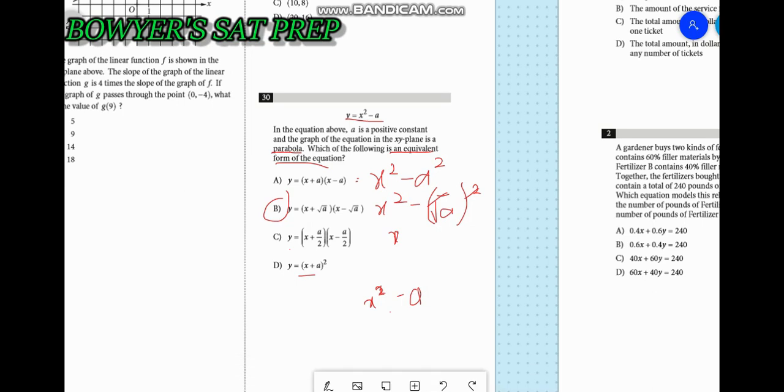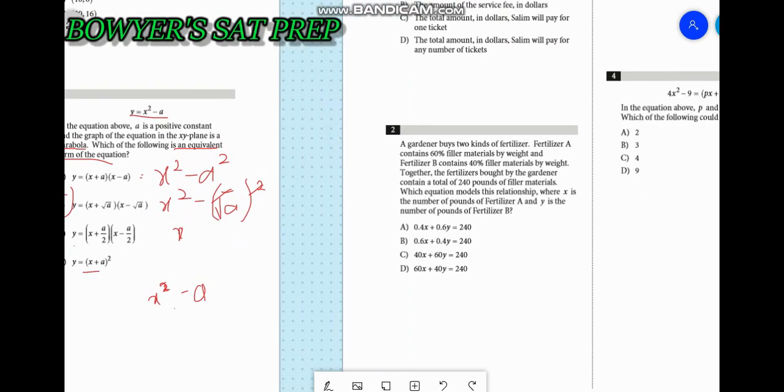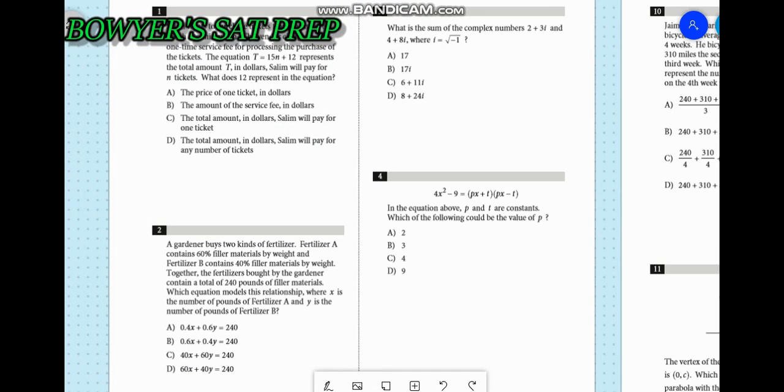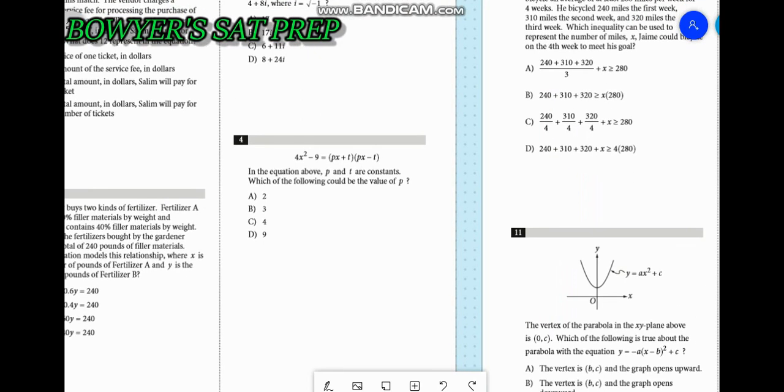So this one they just wanted me to think a little bit and then apply some mathematics. Right, so let's see the question. 4x squared minus 9. In the equation, p and t are constants. Which of the following could be the value of p? Alright, so we have px plus t, px minus t.